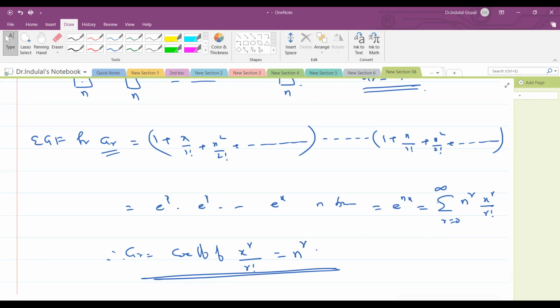So these are the basic results regarding exponential generating functions. Let us do a problem. I will show you the problem.